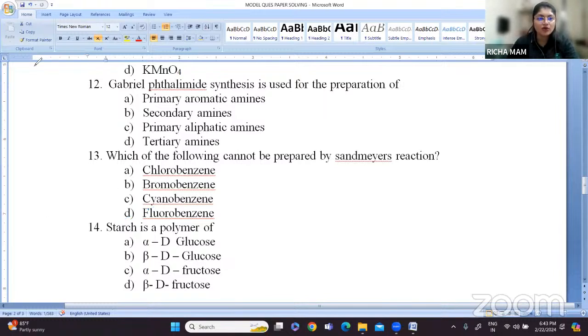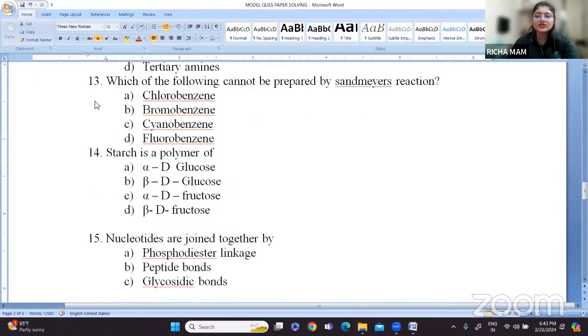Starch is a polymer of. Dhanush, Kalki, and Vedvati have answered it as A. What is option A? Alpha D glucose. Yes, so the answer is A. Correct. Alpha D glucose. So starch is a polymer of glucose.